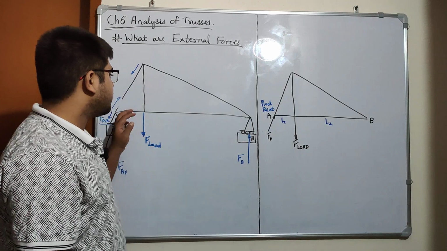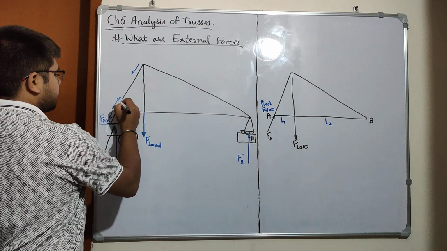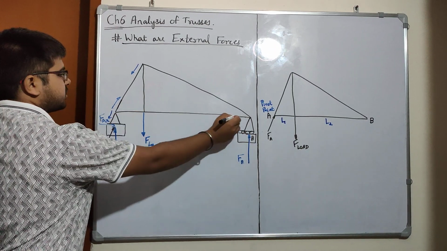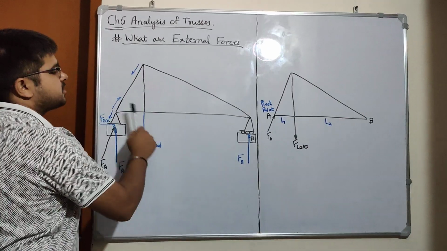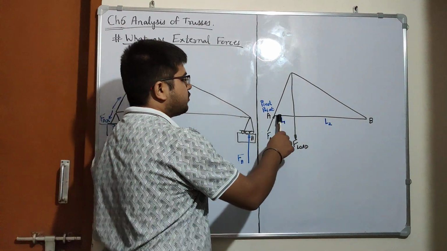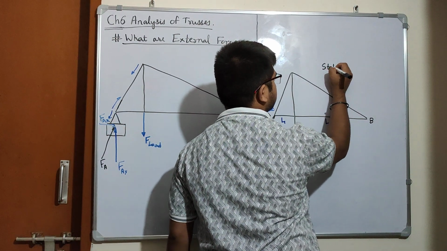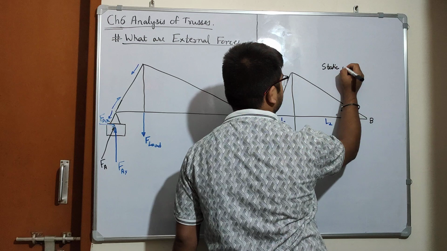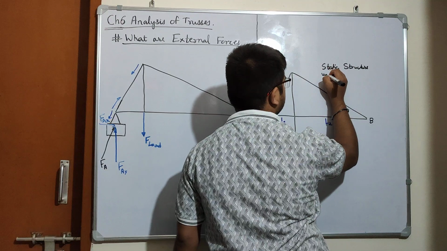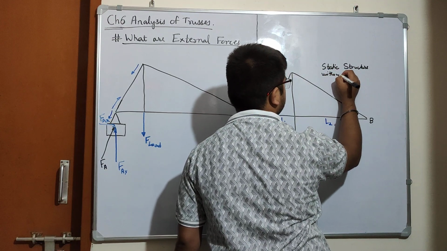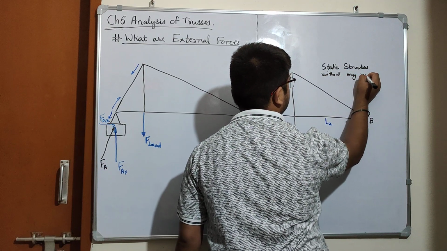Now if we take this structure as a whole, that is, we do not consider the members in the structure, we take the structure as a whole rigid static structure. Then I have drawn this static structure here, a static structure without any joints.